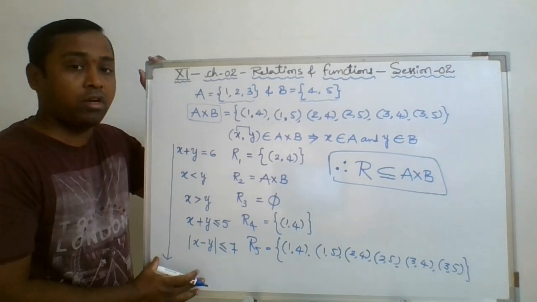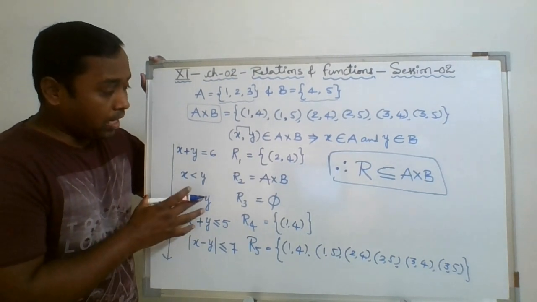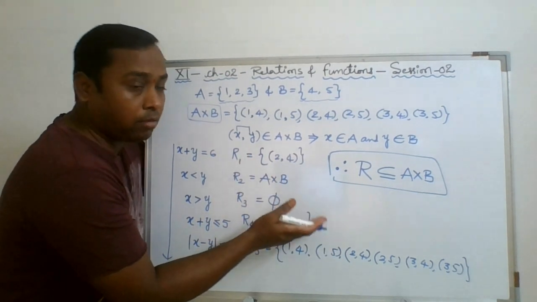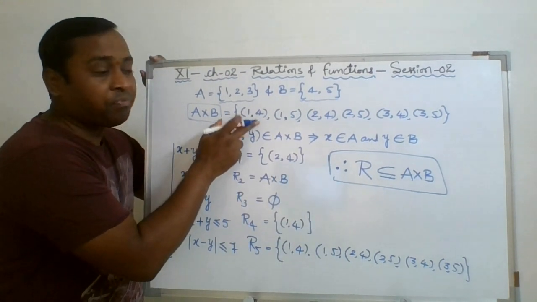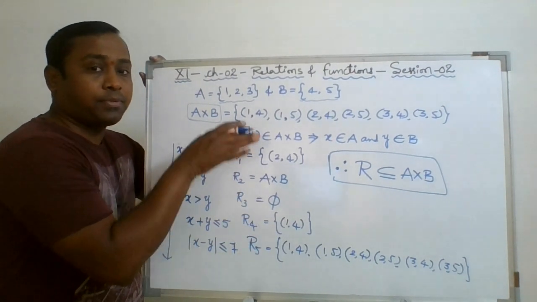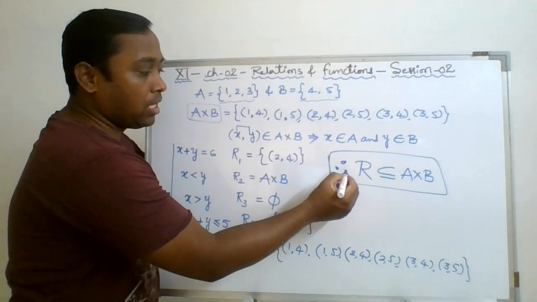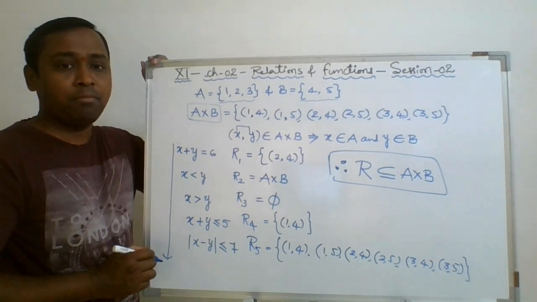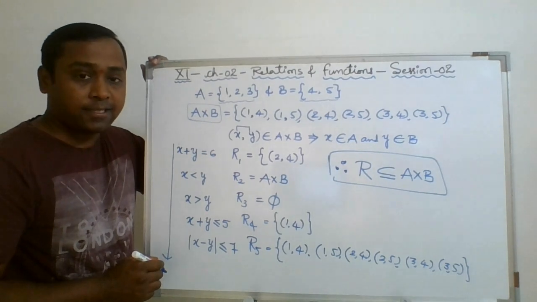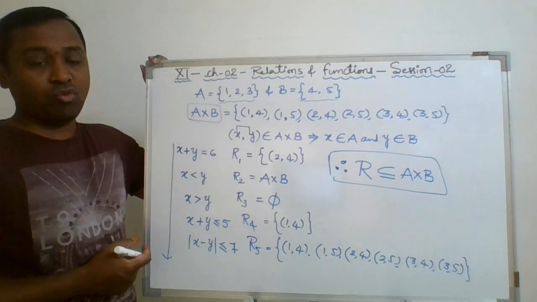Whatever relation you are defining between X and Y, every relation contains some set of ordered pairs which are part of the Cartesian product, hence every relation becomes a subset of the Cartesian product. So this is the basic definition of relation. Relation is simply a subset of the Cartesian product of two sets. Now I am coming to the point of how many relations you can make.